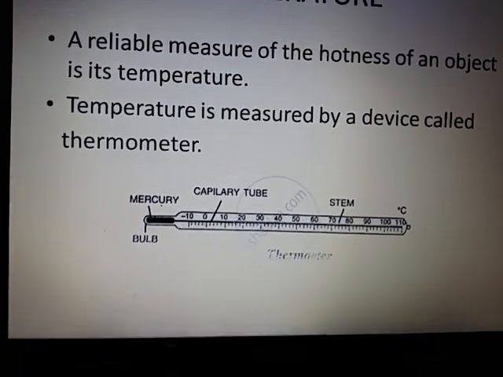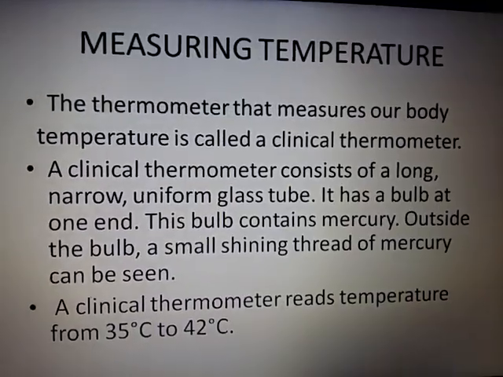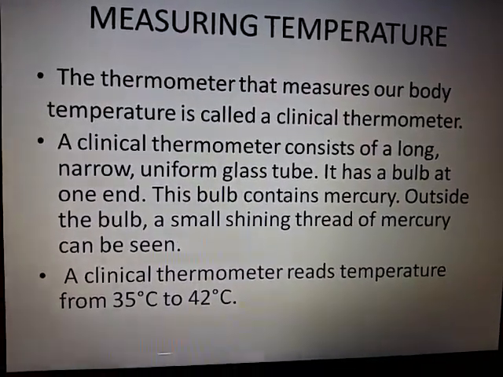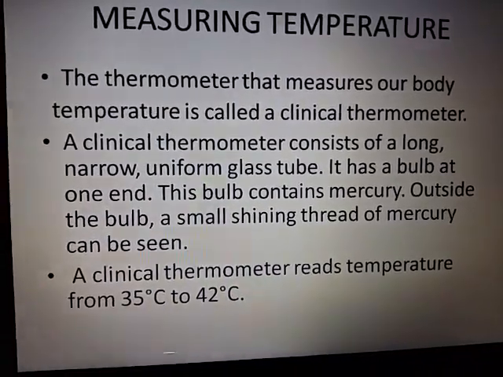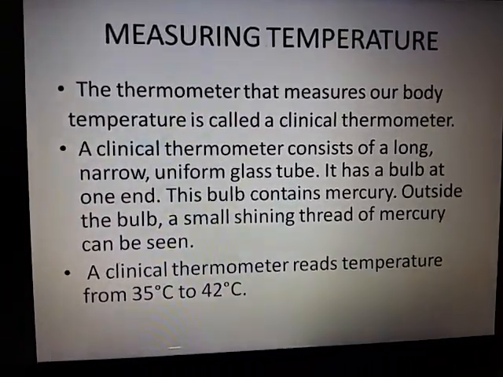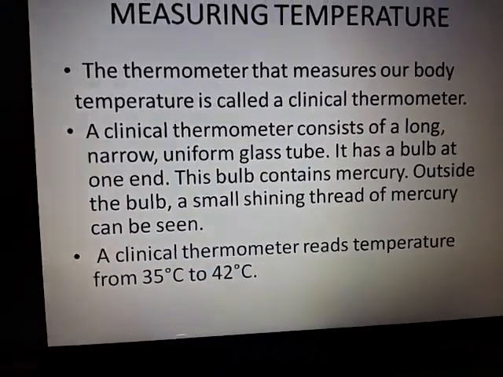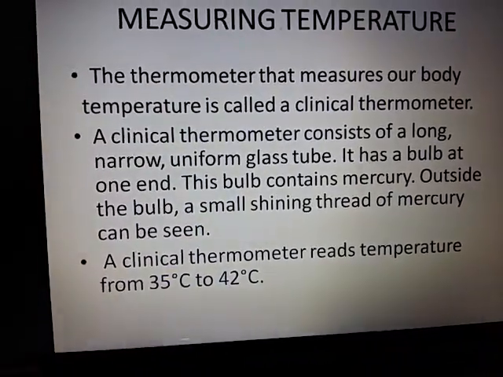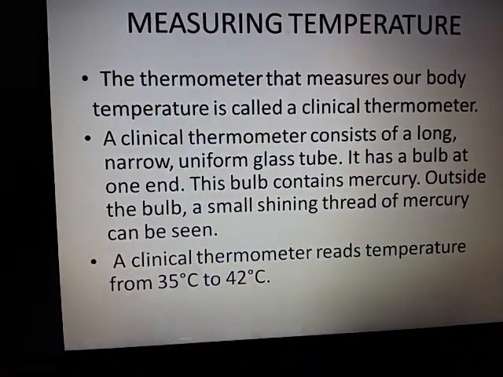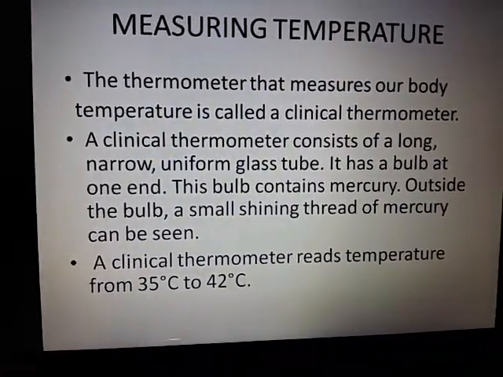You might have seen this type of thermometer measuring temperature. So there are two types of thermometer. One is known as a clinical thermometer and one is a laboratory thermometer. The thermometer that measures our body temperature is known as a clinical thermometer. It is used by the doctors for measuring the temperature of bodies.